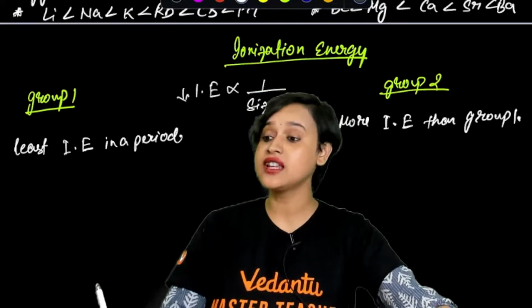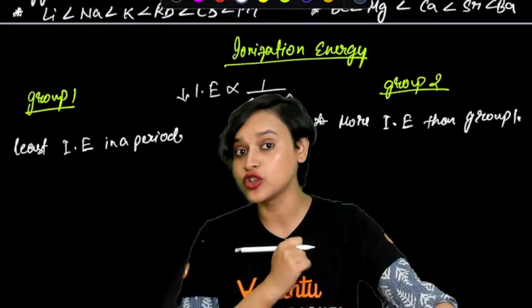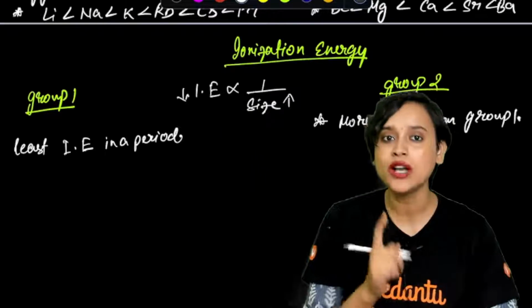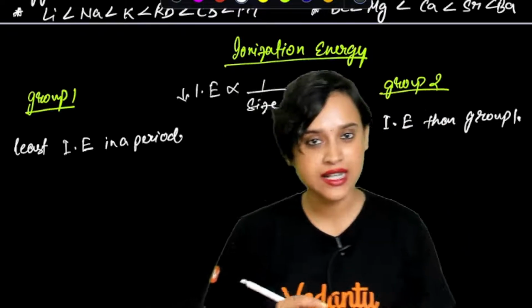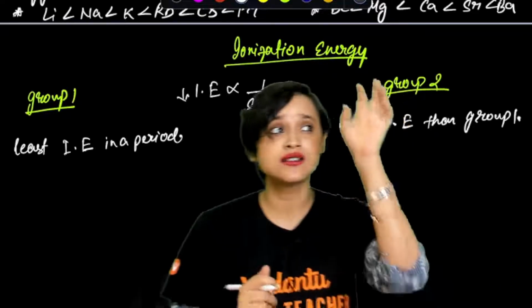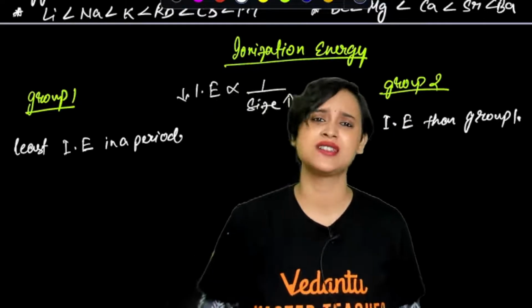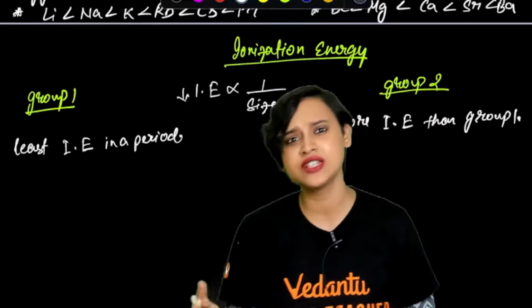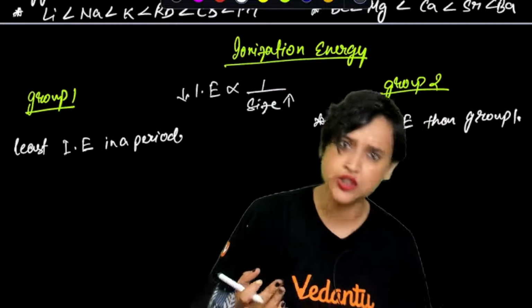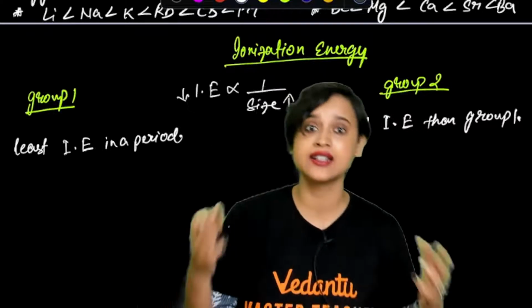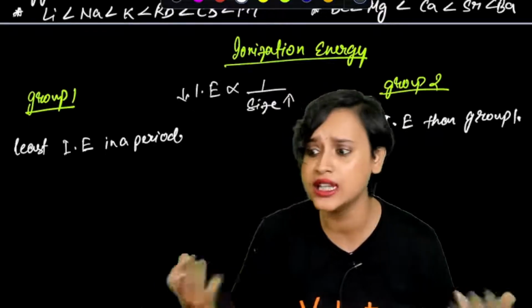And how does the ionization energy differ when you come to the group? In case of a group, what happens? Ionization energy always decreases down the group. Why? Because the first element is smaller in size. If it is smaller in size, then obviously ionization energy will be more. As you go down the group, the size increases. If the size increases, obviously ionization energy will be less.